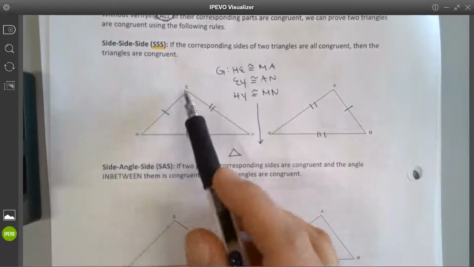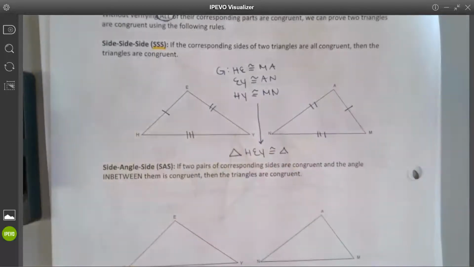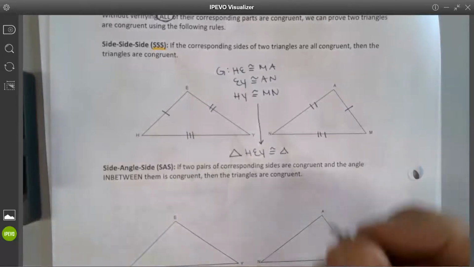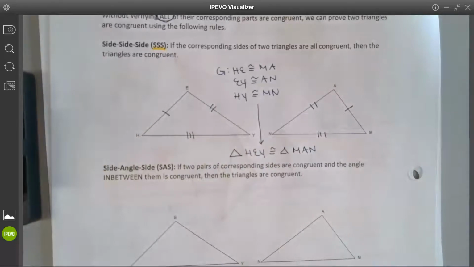So triangle HEY would be congruent to triangle what? MAN. Triangle HEY is congruent to triangle MAN. Hey man. Okay, so that's one way. Why do we care if we only have those three things? That's enough to say these are congruent. So now I also know that all the angles must be congruent. Even though I wasn't given that, if I know that triangles are congruent, then I know all the parts match. So I could go even further with that triangle without having to be told that.